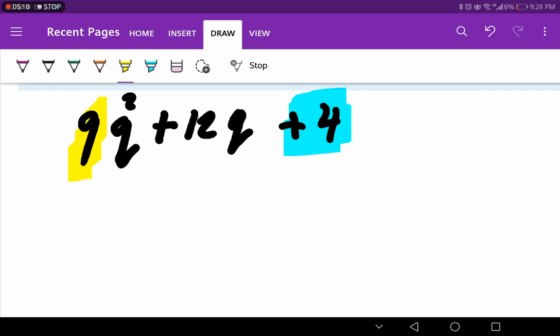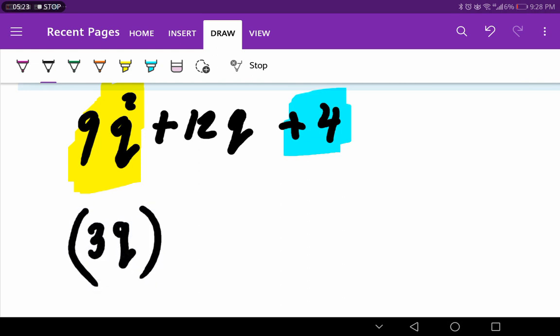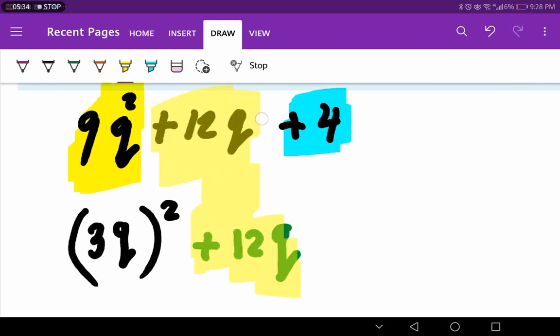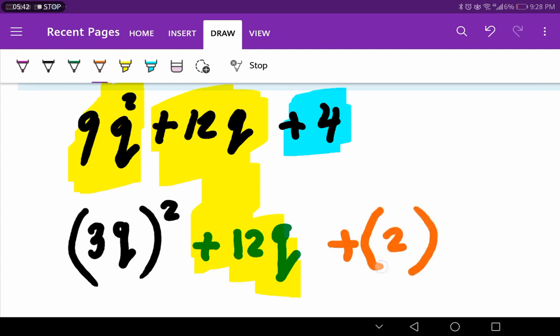You do this. The first one here, 9q square, it was 3q with power 2, plus 12q as it is, as you see. I bring it down, plus 4. The 4 is coming from 2 with power 2 because it is coming from 2 multiply 2. Are you happy with that? Good.